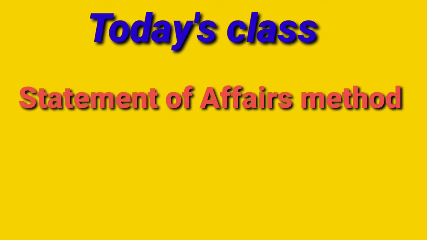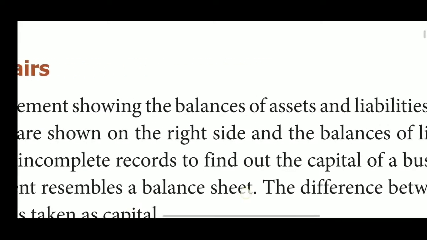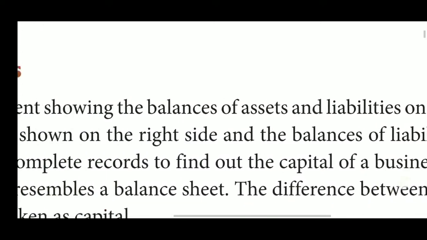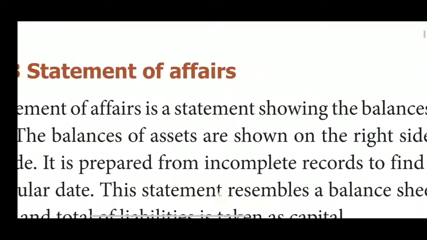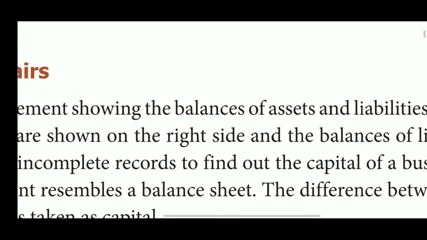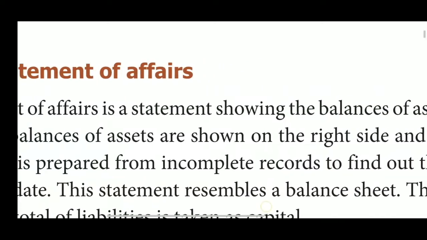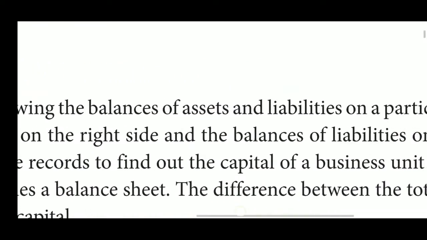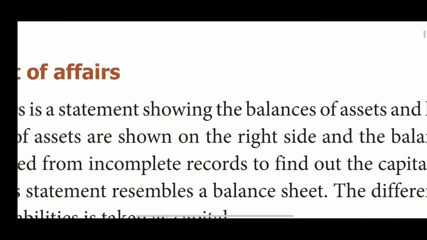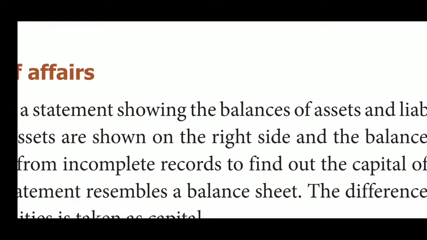So in this class, we are going to see about statement of affairs method. What is the statement of affairs? A statement of affairs is a statement showing the balances of assets and liabilities on a particular date. The balances of assets are shown on the right side and the balances of liabilities on the left hand side. It is prepared from incomplete records to find out the capital of a business unit on a particular date. So this statement resembles a balance sheet.